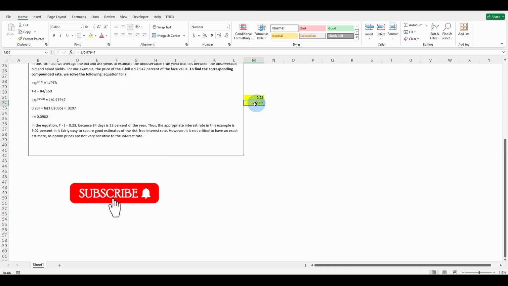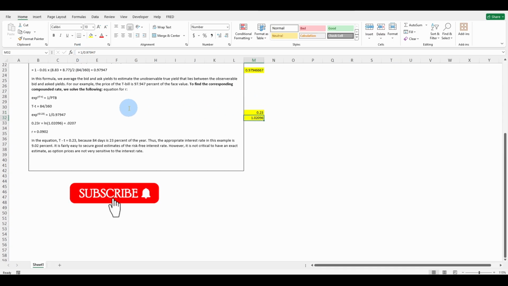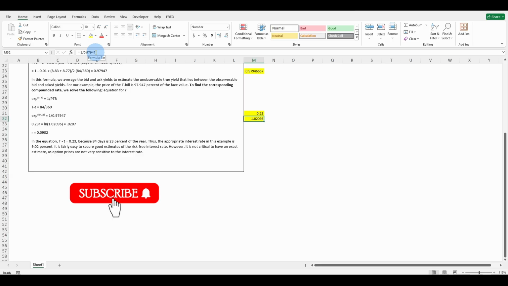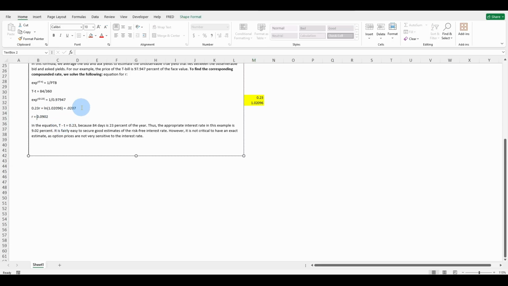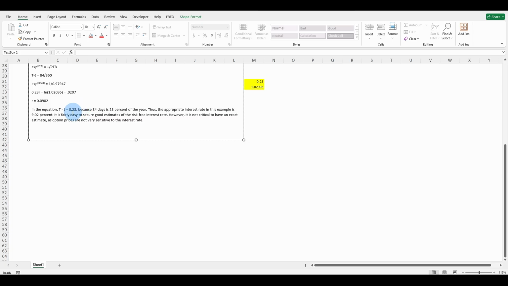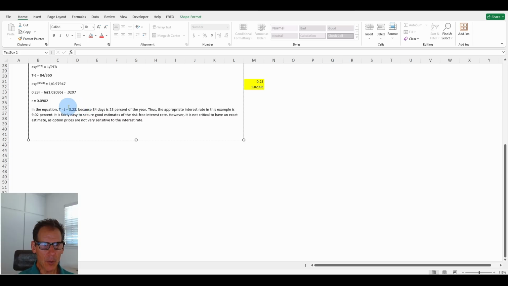Here's the formula: 84/360, the natural log of 1 divided by 0.97947, then our R is going to be 9.02%. In the equation, T minus t equals 0.23 because 84 days is 23% of the year. Thus, the appropriate interest rate in this example is 9.02%.